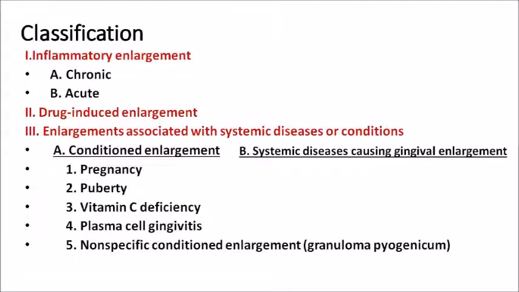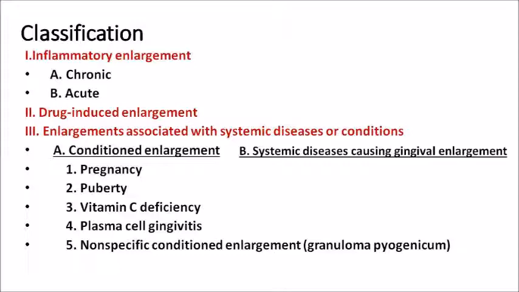So, how is gingival enlargement classified? This is according to the 1999 classification. The first is inflammatory enlargement. Any enlargement due to inflammation, it can be chronic or it can be acute. The second group is drug-induced enlargement.